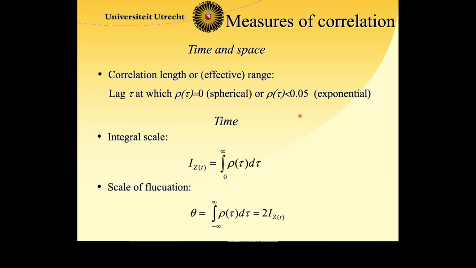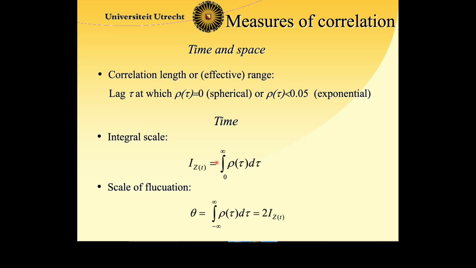So we have to find some value, and this 0.05 is usually reached at about 3 times the range parameter that is in the function, e to the power of minus h divided by lambda. Then 3 times lambda is often the effective range.